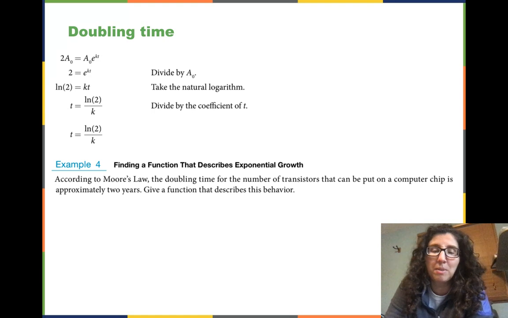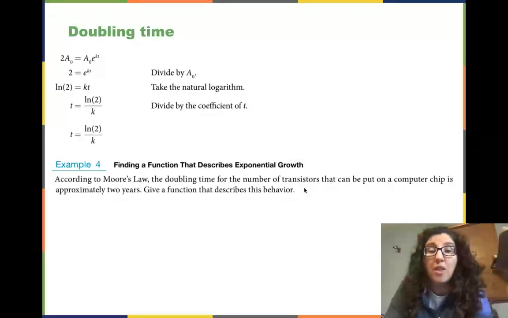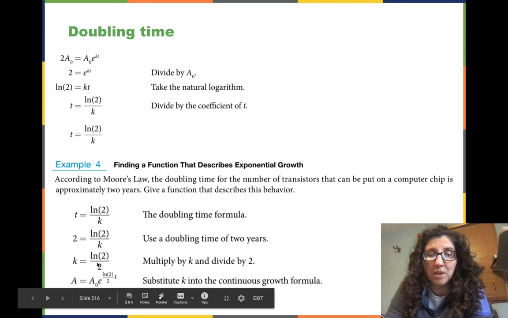But they just wanted to mix it up a little bit and not make you do a radioactive decay. Give a function that describes this behavior. So we're going to pretend that this is always true, that the doubling time for the number of transistors is 2 years. So what's that going to look like? Well, if the doubling time is 2, then k is going to be the natural log of 2 over 2. And we would just plug that in for k into our original equation.